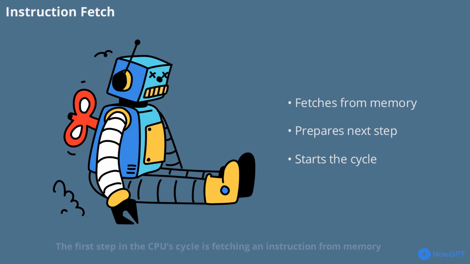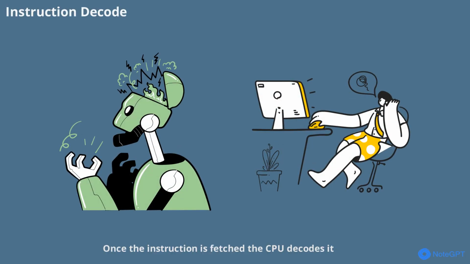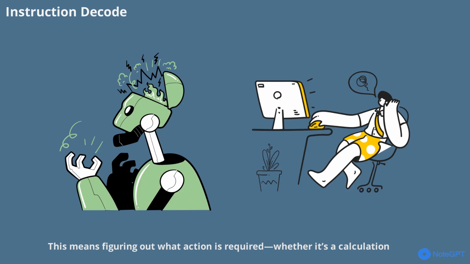The first step in the CPU cycle is fetching an instruction from memory. This is like looking up the next step in a recipe. The CPU needs to know what to do next, so it grabs the next instruction and gets ready to decode it. Once the instruction is fetched, the CPU decodes it. This means figuring out what action is required, whether it's a calculation, moving data, or something else. Decoding is a crucial step, ensuring the CPU understands exactly what to do.